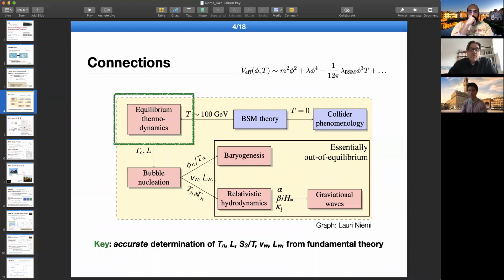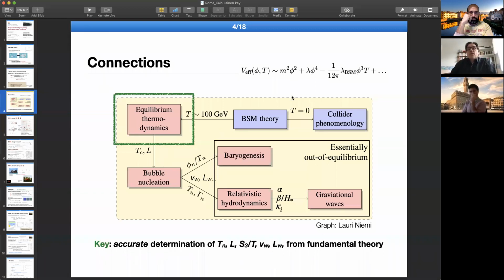The relation of these to beyond standard model parameters goes through this sort of equilibrium thermodynamics box, where we need to be able to compute lots of key parameters of the phase transition, like latent heat, its critical temperature, nucleation temperature for the bubbles, the action, the rate of the bubble nucleation, and eventually the wall velocities and widths from fundamental parameters.